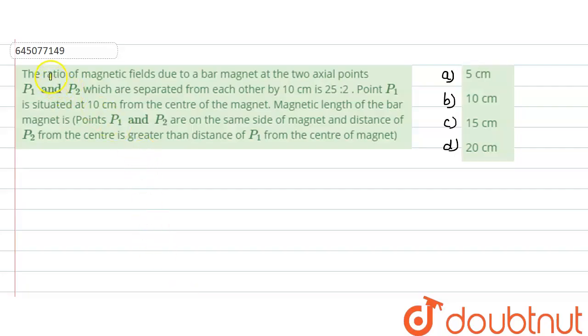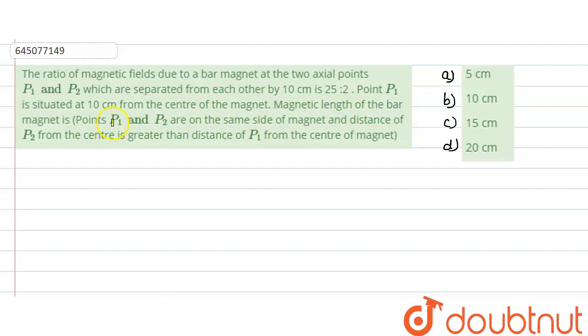Hello everyone, let us start with our question. In this question, what is given? That the ratio of the magnetic field due to a bar magnet at two axial points P1 and P2, which are separated from each other by 10 centimeter, is 25:2. Now there are 2 points and the ratio of the magnetic field on those 2 points is 25:2. Now P1 is situated at 10 centimeter from the center of the magnet. Magnetic length of the bar magnet, we need to find what is the value.